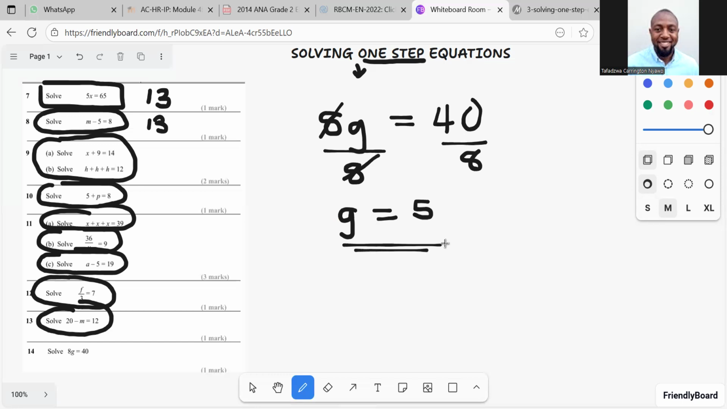So these are one-step equations that we are looking at. Tell me what you think about these equations.